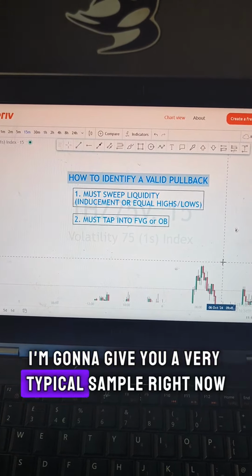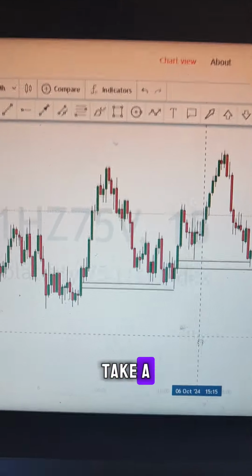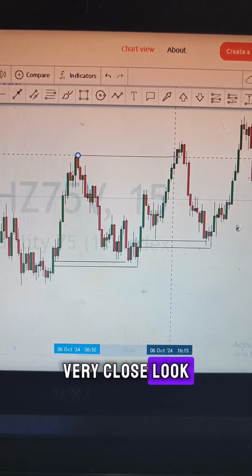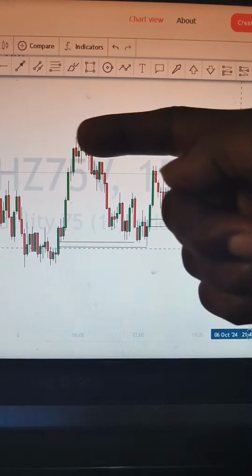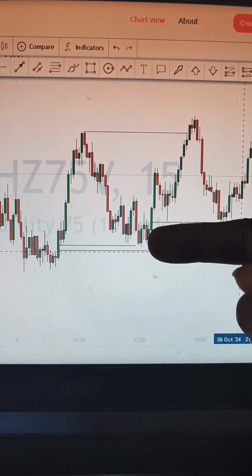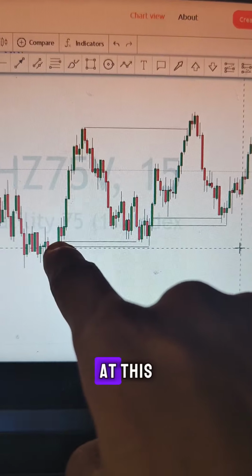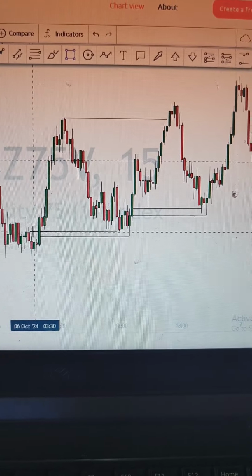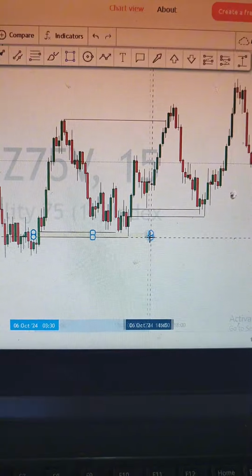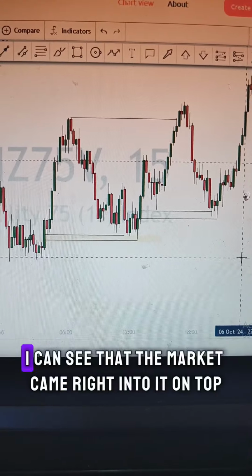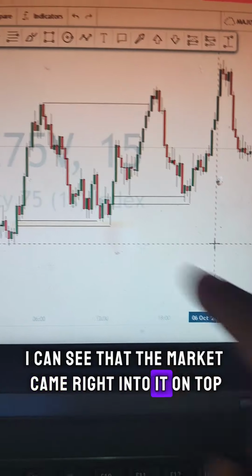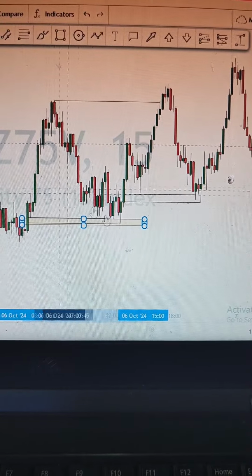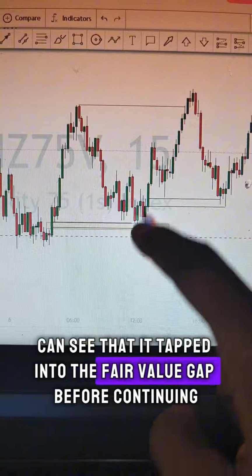I'm going to give you a very typical sample right now. You can take a very close look at this. We have a high right here, a very nice high, and you can see that the market made a pullback, which is a correctional move. While it was making a correctional move, you can see that there was an inducement created here, this little inducement, and there's also a fair value gap created right below the inducement, like this. And you can see that the market came right into it and tapped the fair value gap. Let me bold this. You can see that it tapped into the fair value gap before continuing.